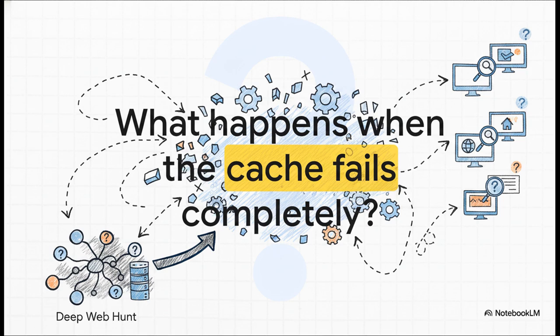But what happens when the cache fails? What if you're trying to visit a brand new website, or maybe a site you just haven't visited in months, and your device is completely clueless? Well, that is exactly where simple DNS ends and the deep web hunt begins. Let's take a look at how this all builds into complex DNS.